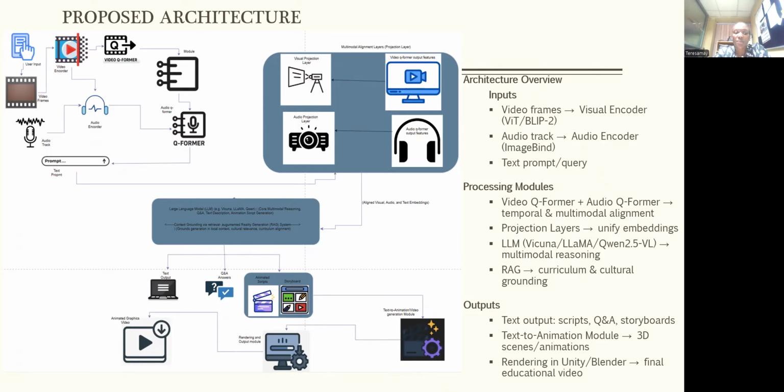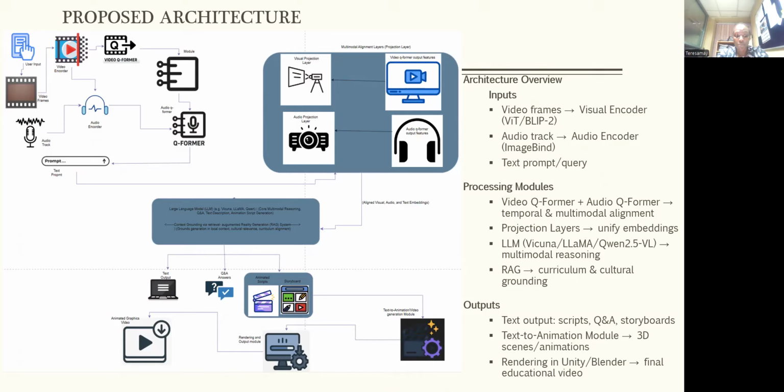This architecture has three main parts. One, the input and retrieval part. Two, the multimodal processing part. And three, the content generation and delivery part. For the input and retrieval part, which is the first part, inputs include video frames, audio tracks, and it could also be text prompts from the user. In this case, those could be the teachers.